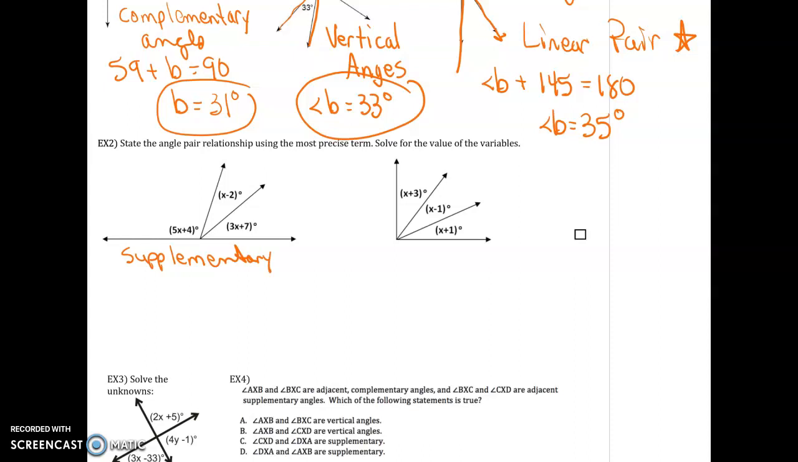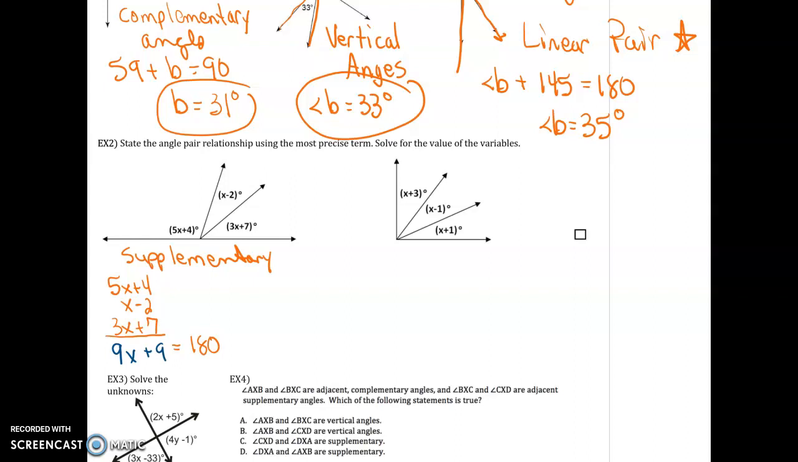And that means the three angles, so 5x plus 4. I'm going to rewrite this differently, and x minus 2 and 3x plus 7 together will equal 180. And I'm just doing this because it helps me add my like terms a little better. So if I add up all my x's, I get 9 x's. If I add 4 with negative 2, that's 2. Add it to the 7 and I get 9.